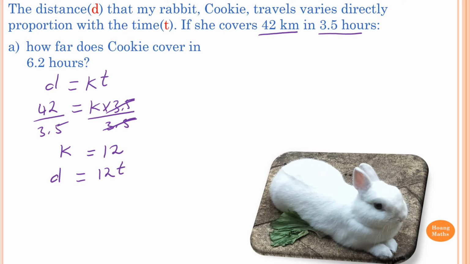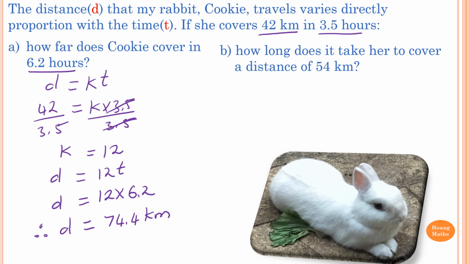The question is to find out how far Cookie covers in 6.2 hours. So which is D equal 12 times 6.2, which equals 74.4 kilometers. So therefore, D equals that. Part B. How long does it take Cookie to cover a distance of 54 kilometers?